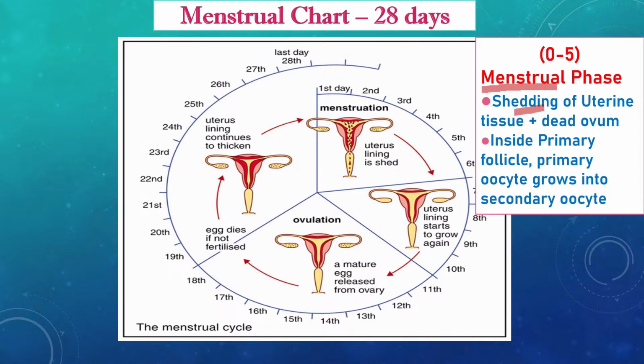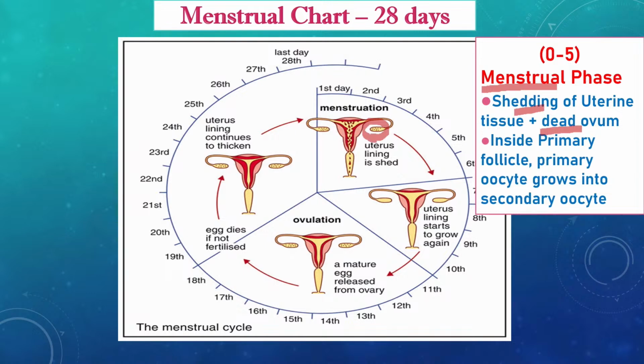So together with this stocked up oxygen, blood vessels, and also their nutrients, they will also shed off the dead ovum. So in this discharge, it contains uterine tissue and the dead ovum. Now, at the same time, while the endometrium lining is shedding off the old stock, let's see what happened inside the ovary.